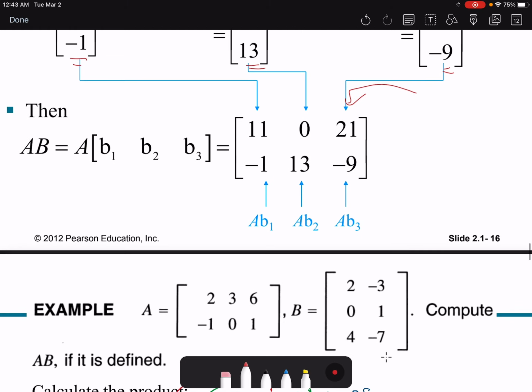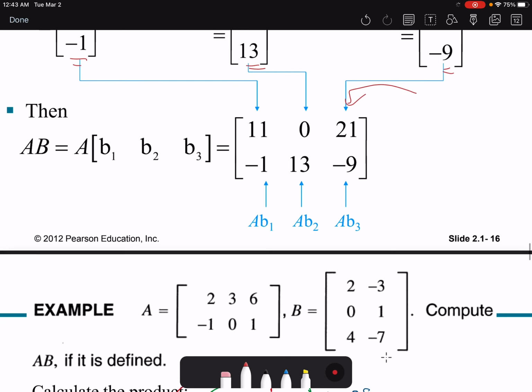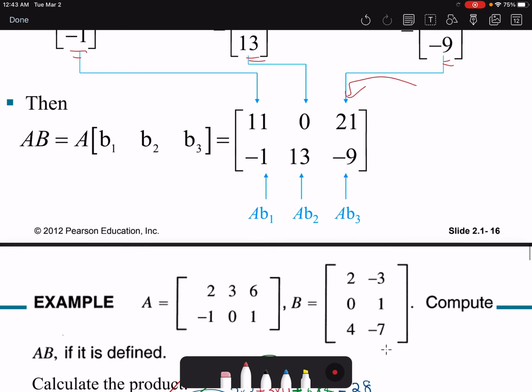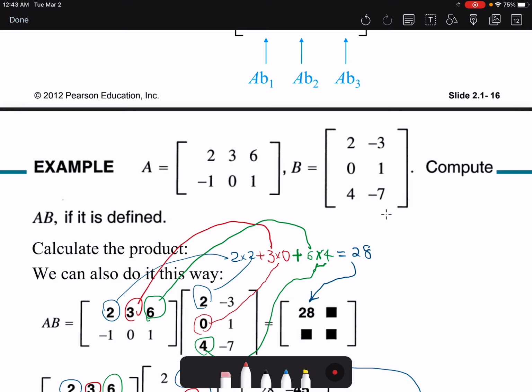Is there a better way to do that? Well, what we did here is actually this, okay? Let's say A times B. We have to check, right? You have 3 columns, I have 3 rows. We can do this, all right? So computing AB, if it's defined, now we only look at how to attain the 1,1 position right here first, okay?